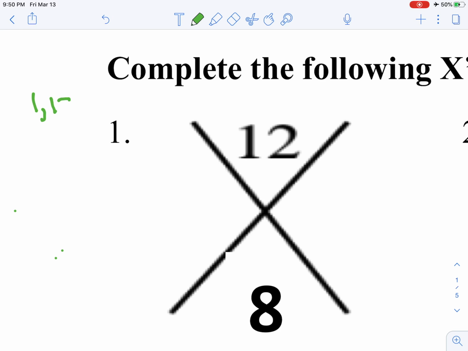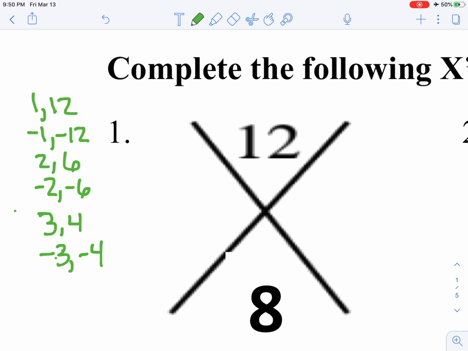Okay, so I have 1 and I have 12. Now you have to remember you also have negative 1 and negative 12. You have 2 and 6. You have negative 2 and negative 6. And 3 and 4 and negative 3 and negative 4.